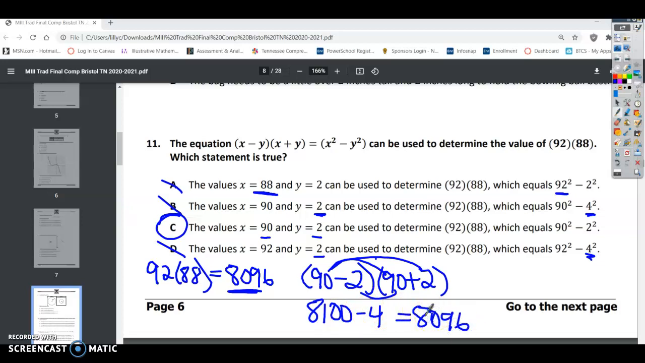8,096. So even though I thought C was correct, I can check myself and I can see that C is the correct answer by using a difference of squares. I could rewrite 92 times 88 as 90² − 2² and still get the right answer. So the answer to number 11 is C.